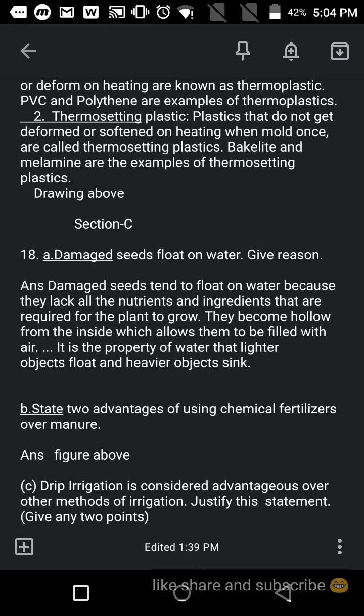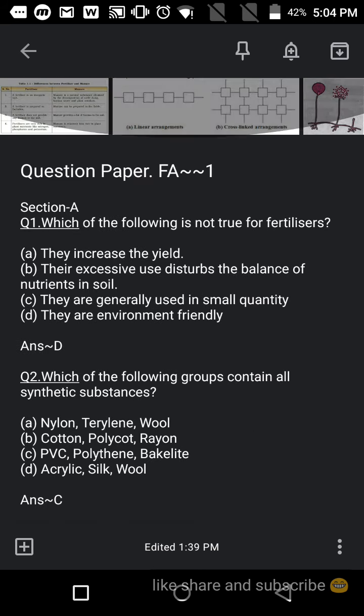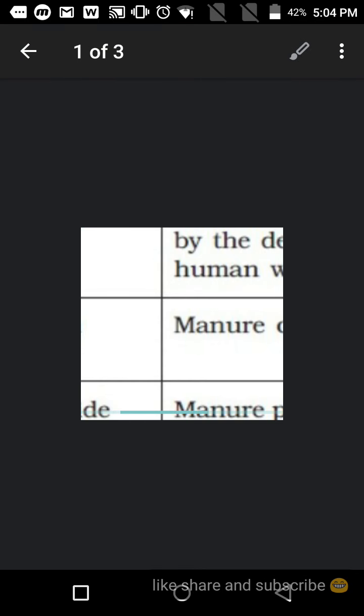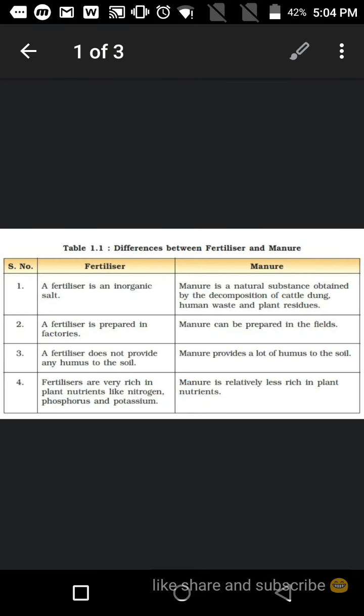B. State two advantages of using chemical fertilizers over manure. Well, all of the NCERT readers, you know this question is present in the book. So I have a diagram here that will clarify it. Point 1: a fertilizer is an inorganic salt. Manure is a natural substance obtained by the decomposition of cattle dung, human waste, and plant residues.